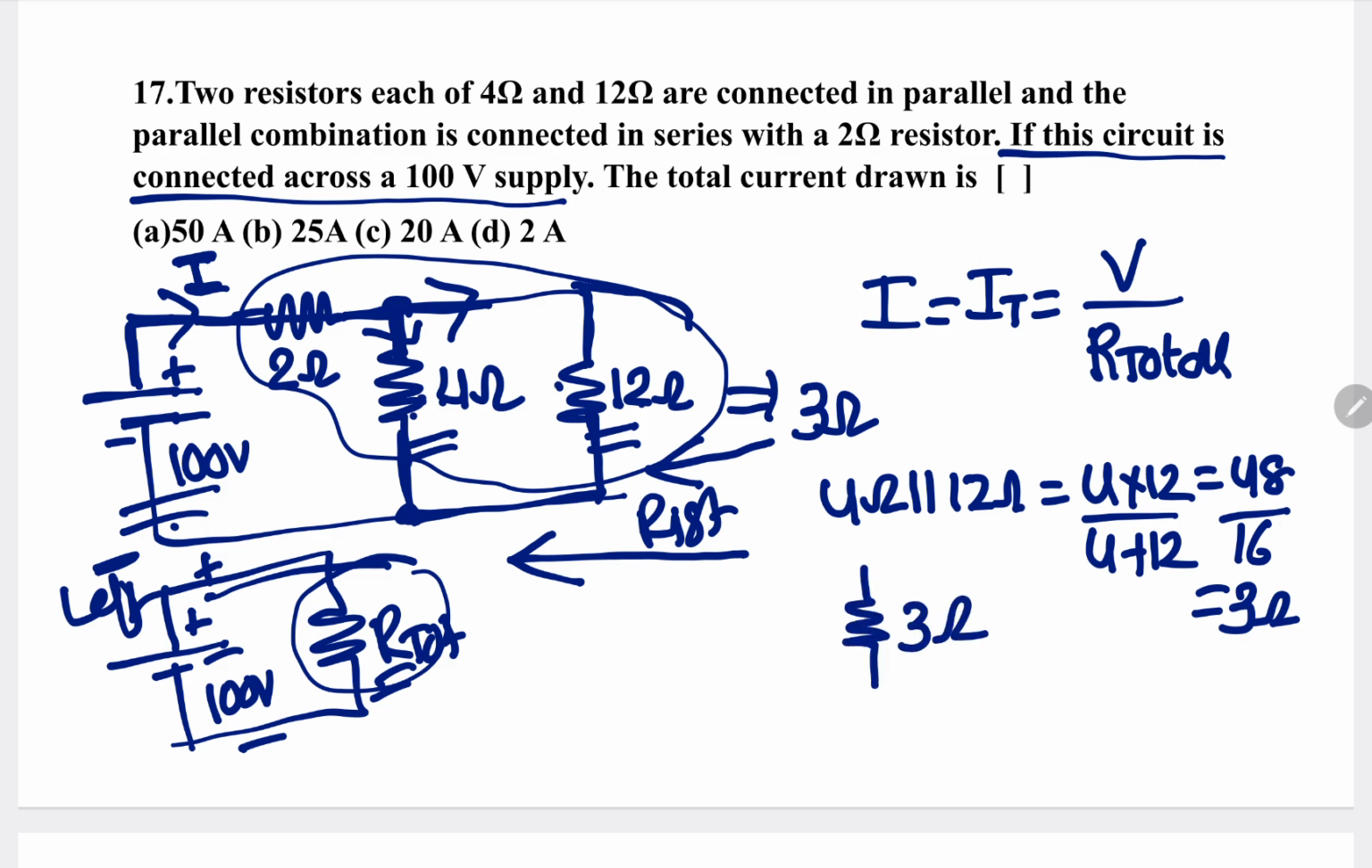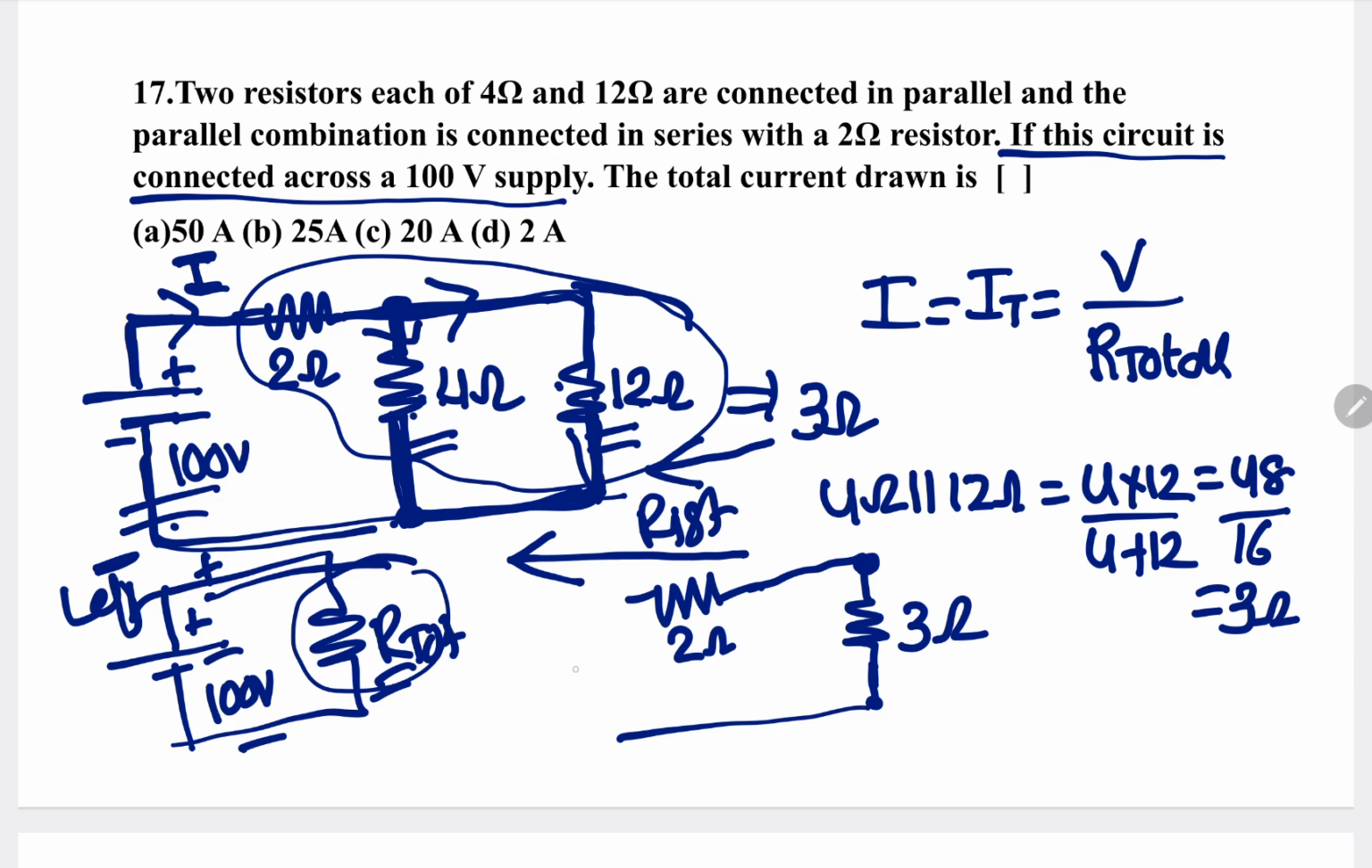The first end of the 4 ohm, 12 ohm parallel combination is connected to the 2 ohm, and the second end is connected to the battery negative terminal. So it is connected to the battery, plus and minus, which is 100 volts. Now this current is nothing but I, and we can simply calculate it.